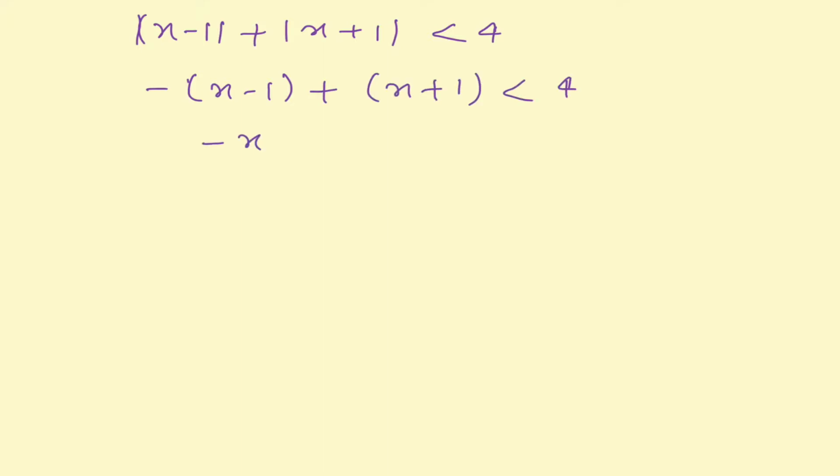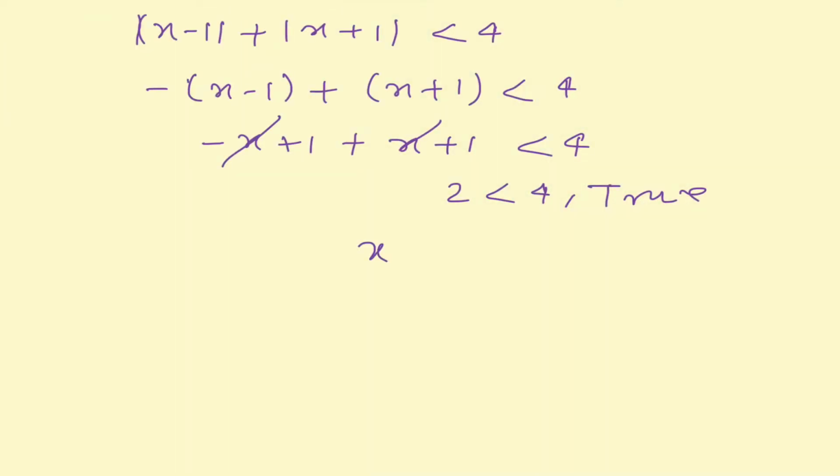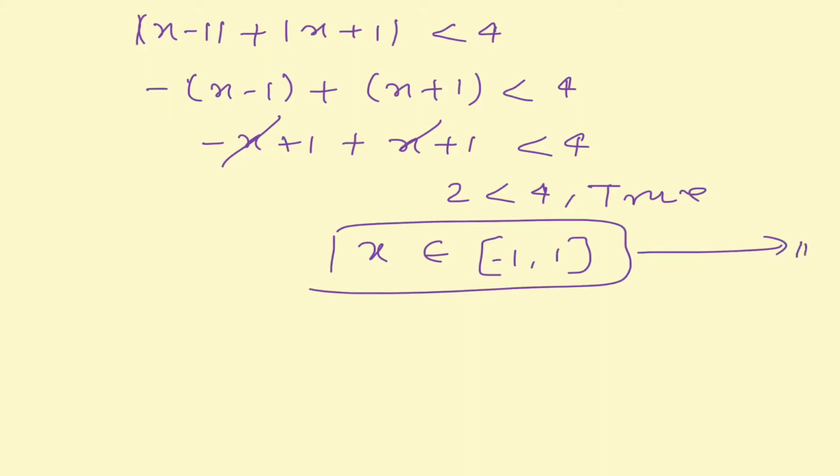That is nothing but minus x plus 1 plus x plus 1 less than 4, plus x, 2 is less than 4. That is true. That means the only answer will be x is from minus 1 to plus 1, that is nothing but x belongs to closed interval minus 1 to 1. That is the answer in the second case.